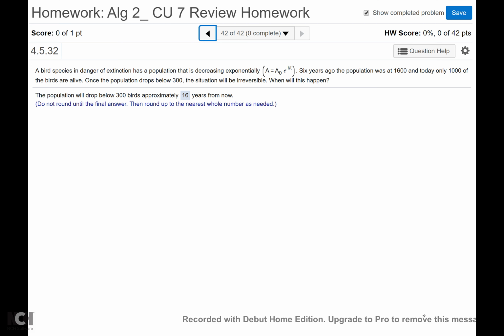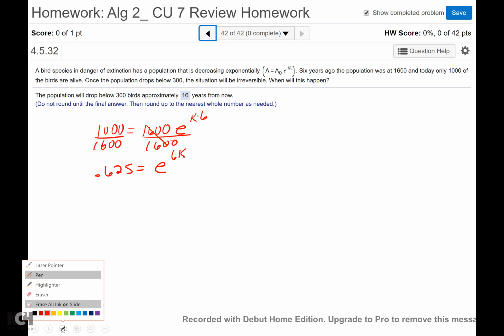Sometimes you just got to start over. All right. There's a population that is decreasing exponentially. 6 years ago, the initial population was 1,600. And right now, it's at 1,000, e to the k times 6 years. So divide by 1,600. You get 1,000 divided by 1,600, 0.625 equals e to the 6k.